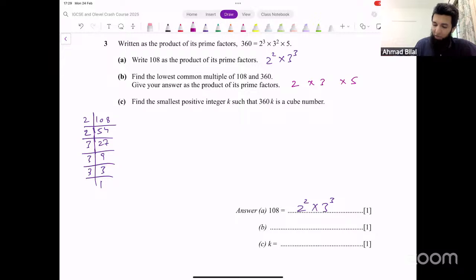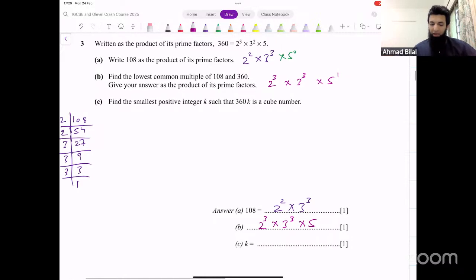What's the highest power of 2? We've got 3 here, we've got 2 here. The highest power is 3. So we say it's 2 raised to power 3. 3 squared, 3 cubed. What's the higher power of 3? That is 3. And then 5 power 1. And this is basically 5 power 0. The higher power of 5 is 1. So we use 5 here. They want us to give an answer as the product of its prime factors, so we can leave it like this. The LCM is going to be 2 raised to power 3 times 3 raised to power 3 times 5. That's the LCM.